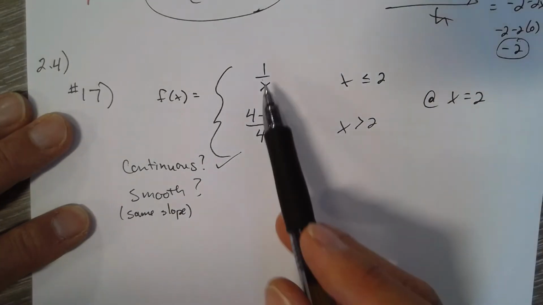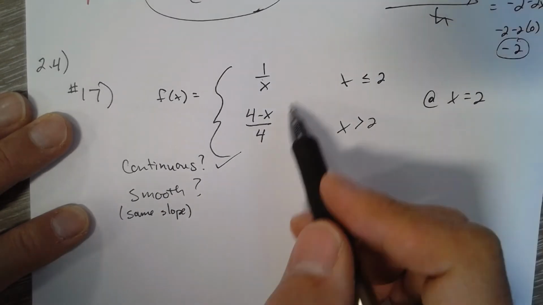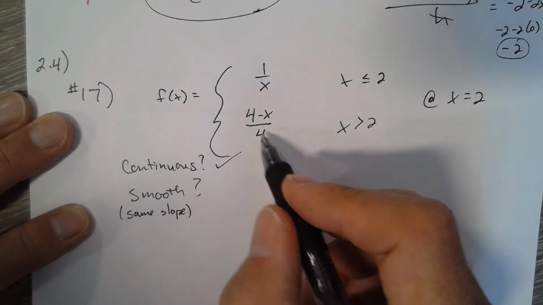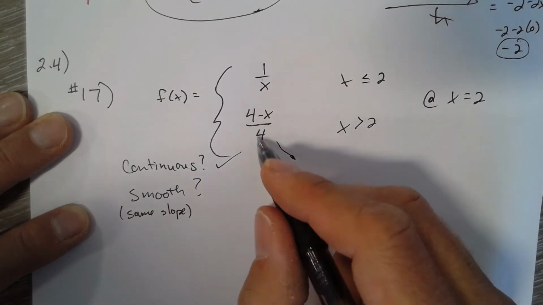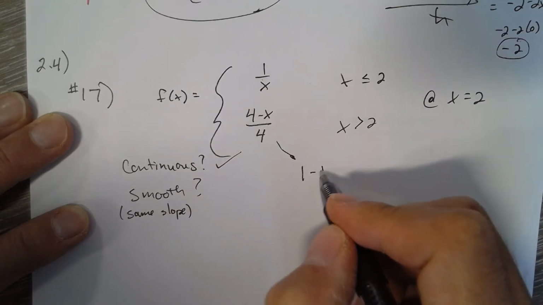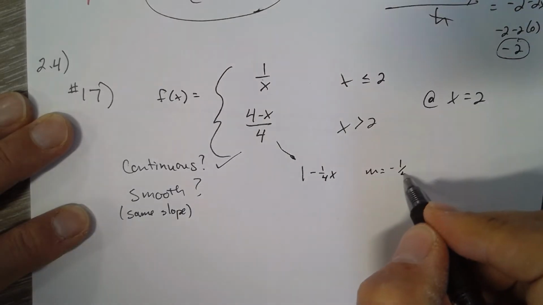Let's evaluate their slopes or derivatives. At 2 here, well, actually, we can look at that. This is the same as a line. If I divide them both by 4, it would be 1 minus 1/4 x. So it has a slope of negative 1/4.